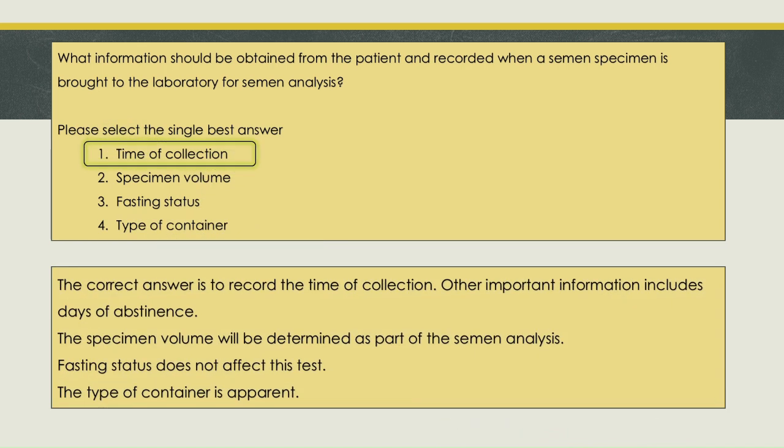The correct answer. The correct answer is to record the time of collection. Other important information includes days of abstinence. The specimen volume will be determined as part of the semen analysis. Fasting status does not affect this test. The type of container is apparent.